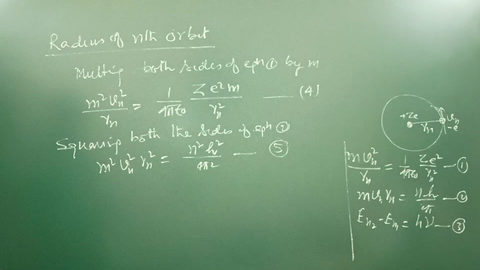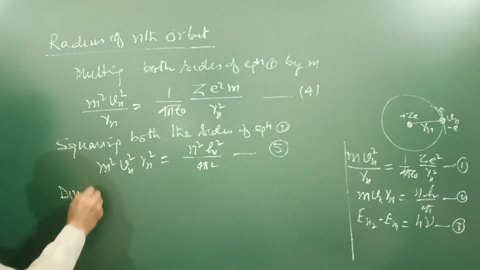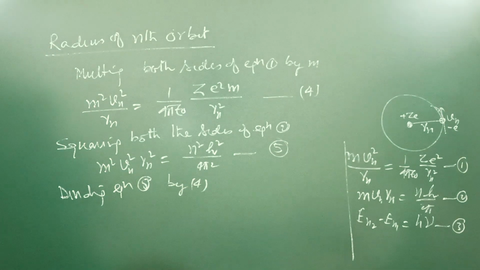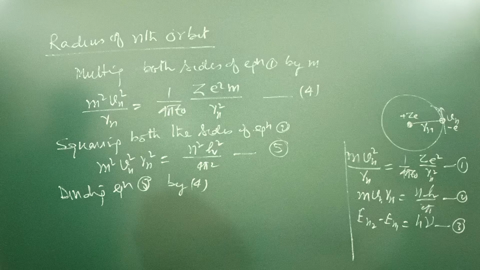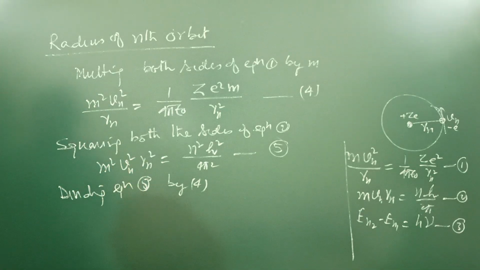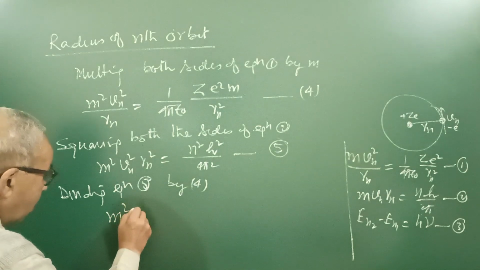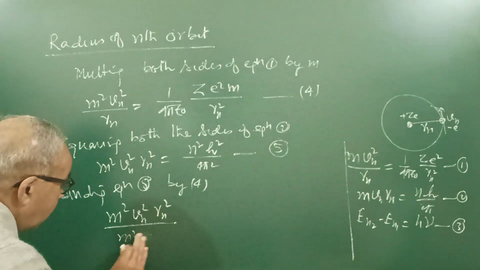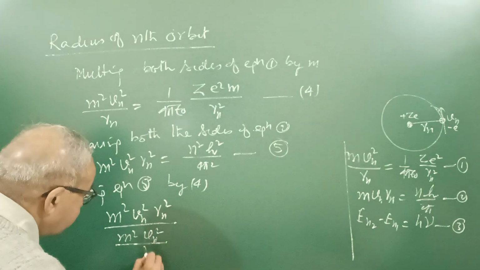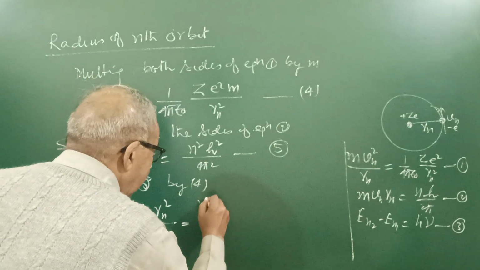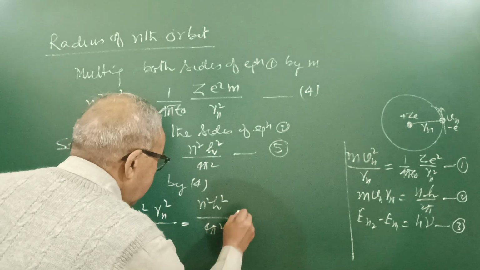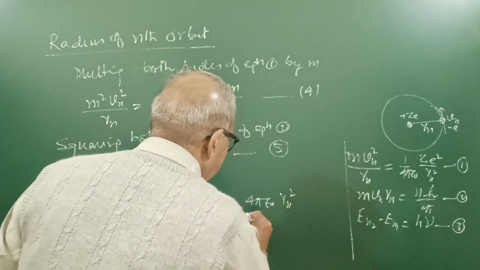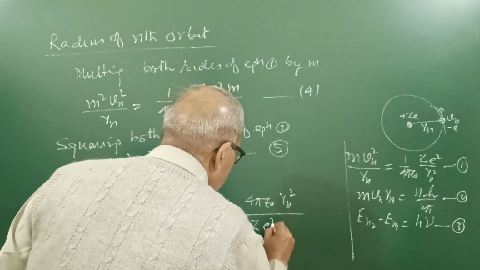Now dividing equation 5 by 4, you will get m square Vn square Rn square upon m square Vn square upon Rn is equal to n square h square upon 4 pi square, and it will get reversed, 4 pi epsilon 0 Rn square upon Z square e square m.